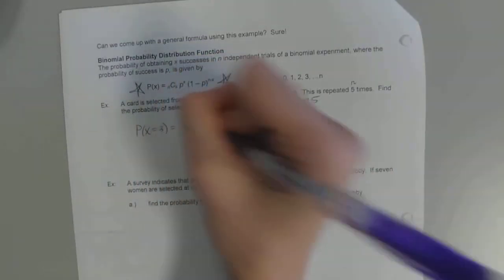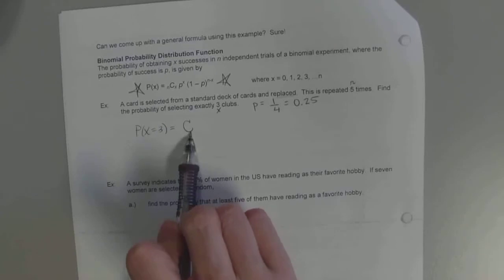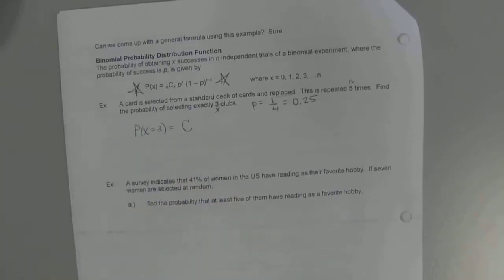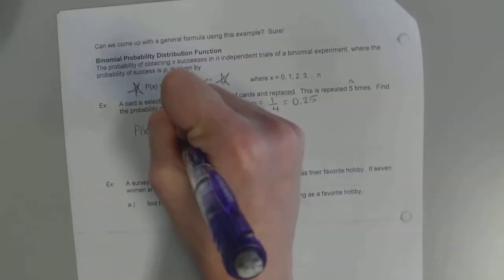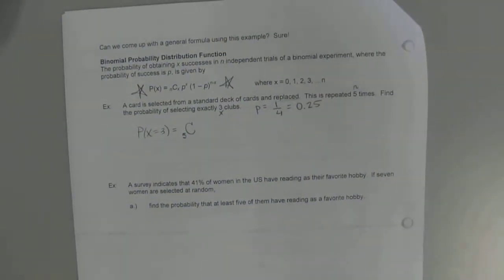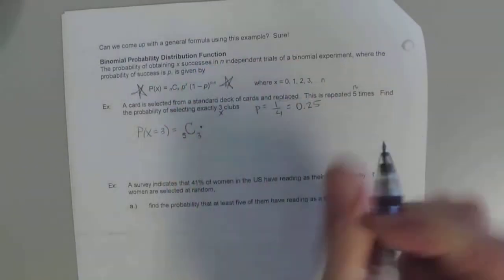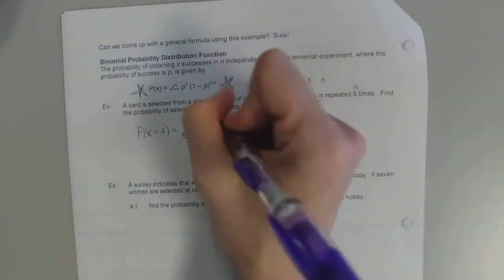So we're going to have a big C in front because it's going to help us decide in how many ways we can get 3 clubs when we draw 5 cards, right? So when it comes to C, your n, how many total times you're doing it, is the first thing. So we're going to put a 5 there. Is that okay? Because we're drawing 5 cards. Of those 5 cards, how many clubs are we worried about getting? 3. Times P, what's our probability of a success?